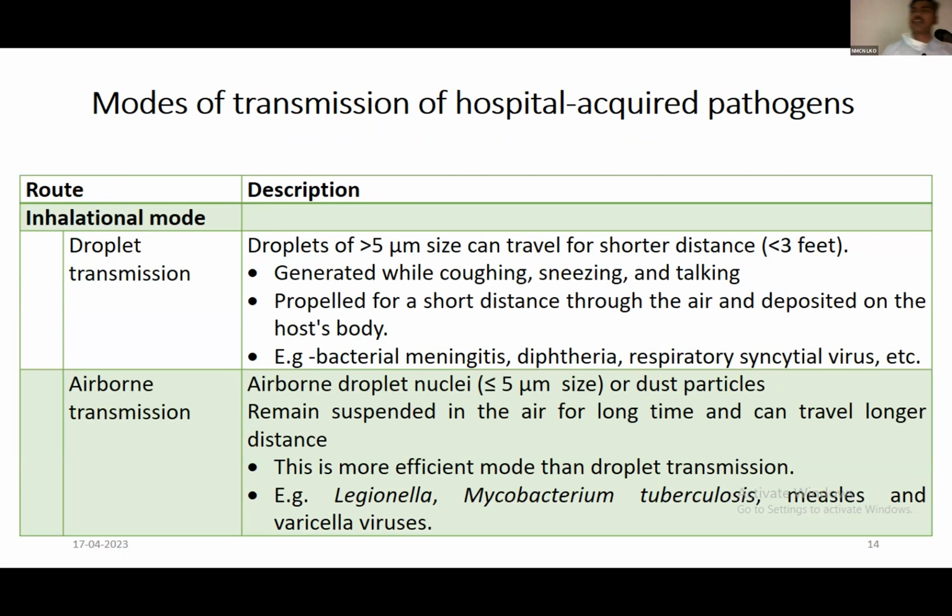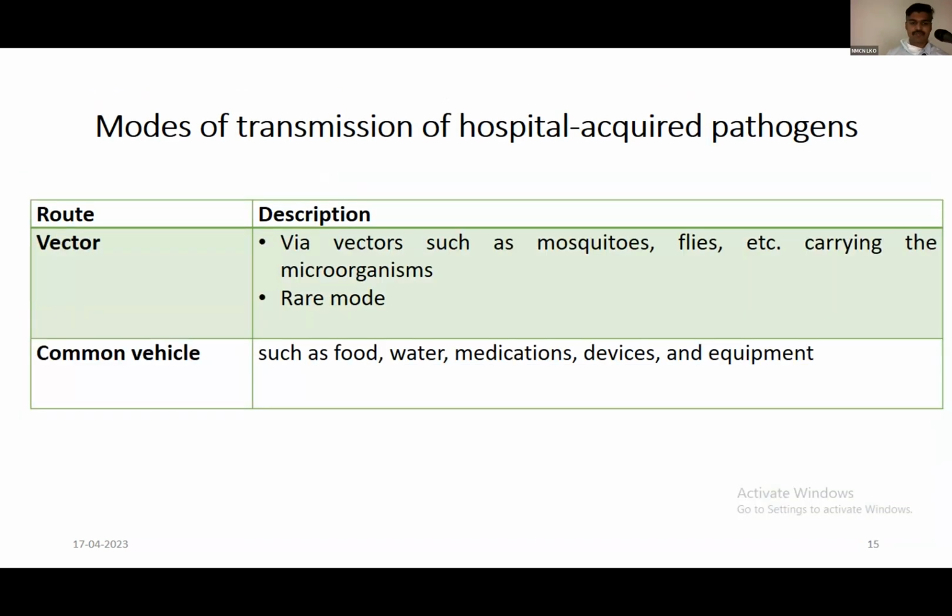The second mode is inhalational, which can be droplet or airborne transmission. If the particle size is more than 5 micrometers, it is a droplet and travels a shorter distance, and it can cause bacterial meningitis, diphtheria, and respiratory syncytial virus infection. In airborne transmission, if the particle size is less than 5 micrometers, it can cause Legionella, Mycobacterium tuberculosis, measles, and varicella viral infection.